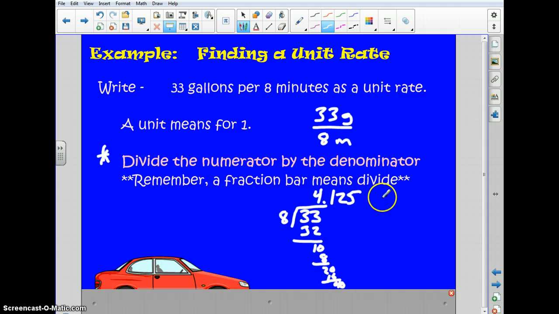So my answer then, I have to include units here, 4.125 gallons per minute, because it's 1 minute. When I divided it out, I was finding what it would be for 1 minute. Now, it's one of those places where they don't put the 1 in there. You don't hear your car gets 36 miles per 1 gallon. They say miles per gallon. They don't include that 1 in there. So it's one of those places where you have a hidden 1.